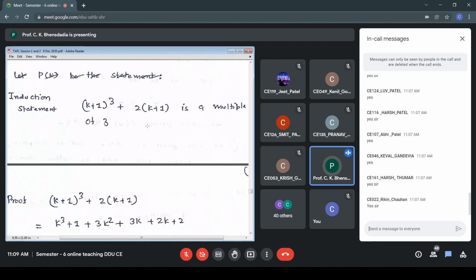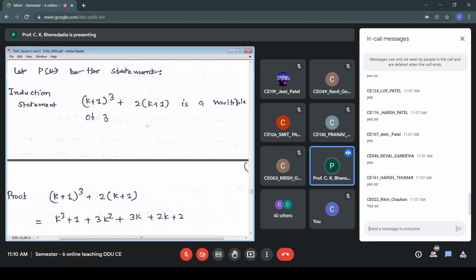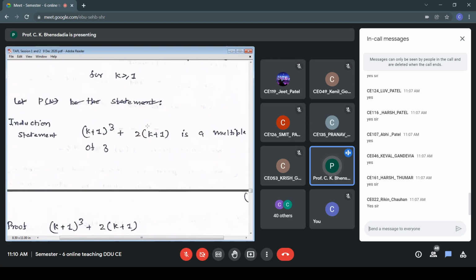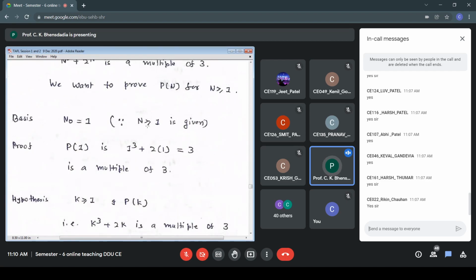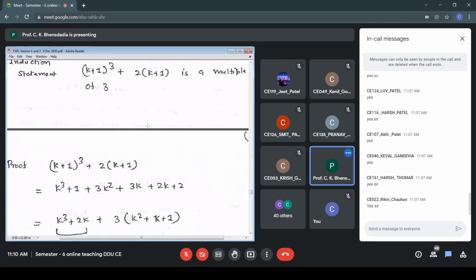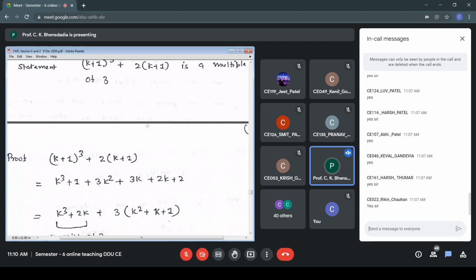a cube plus b cube plus thrice a square b plus thrice a b square. So that is 3k square plus 3k plus 2k plus 2. It's a simple expansion. And out of that we keep aside k cube plus 2k, because as per the hypothesis, k cube plus 2k is a multiple of 3. We don't require to prove anything. So from these expanded terms, we keep aside k cube plus 2k, and then we have the remaining terms.